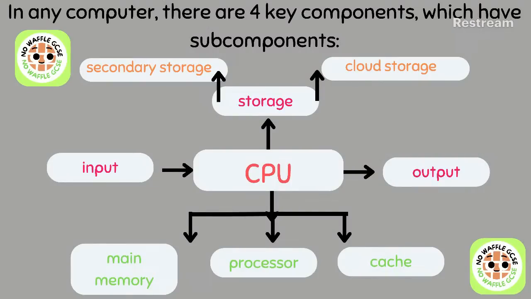So in any computer, there are 4 key components, and they are really important. You've got the CPU, you've got inputs, as we said, outputs, storage, and the things that make up the CPU: the main memory, the processor, the cache, and forms of storage are either secondary storage or cloud storage.